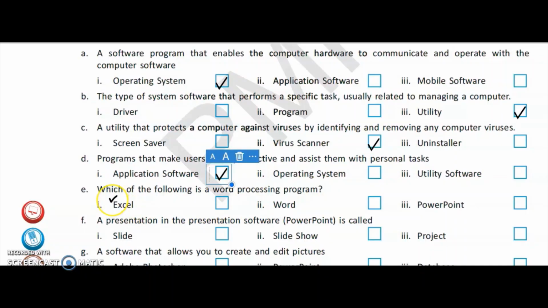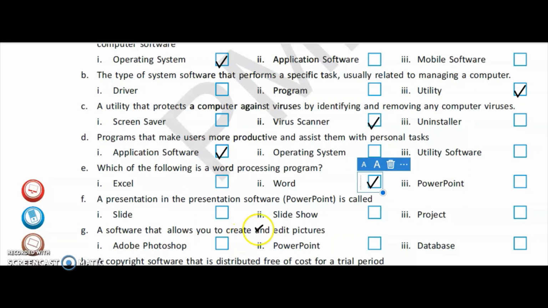Then our next question is, which of the following is a word processing program? Excel, Word or PowerPoint? What will be the answer? The answer is Word. A presentation in the presentation software, that is PowerPoint, is called, what do we call the presentation in PowerPoint? The options are slide, slideshow or project, and we call it slideshow.